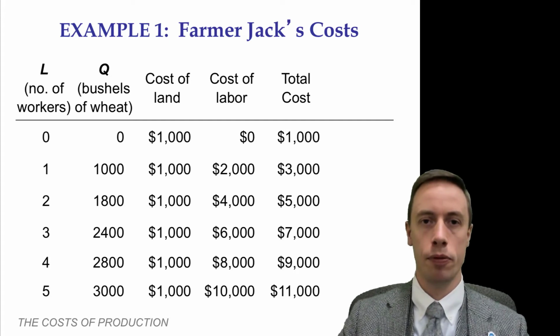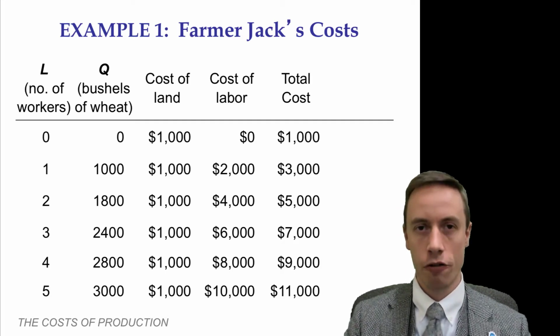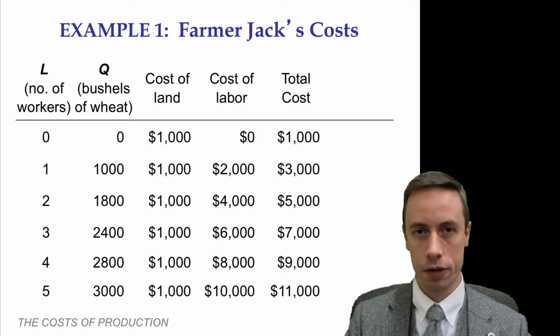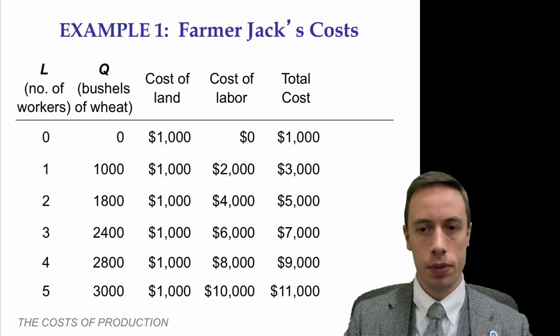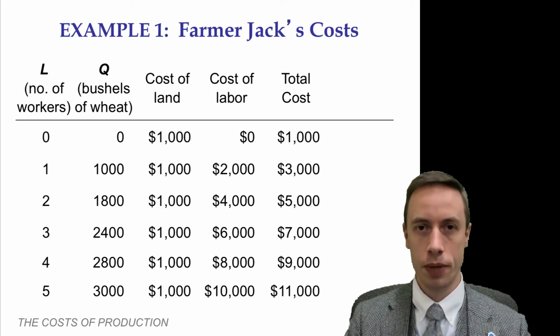For example, producing 2,400 bushels of wheat carries a total cost of $7,000. This total cost will form the basis for all additional perspectives on cost we will have in this lecture. So let me tell you a little bit about how we can describe the total cost of this business.